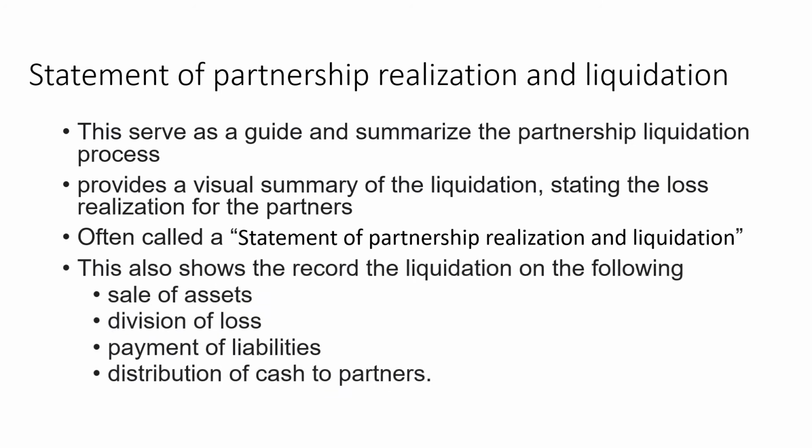So this particular statement would show the following: sales of assets. Normally you would see two columns, assets to be realized, which are the existing assets, and assets realized. The assets realized are those assets that are now converted into cash. Then the division of losses: how much loss would be absorbed by the partners and how much gain was attained by the partners for this particular transaction.